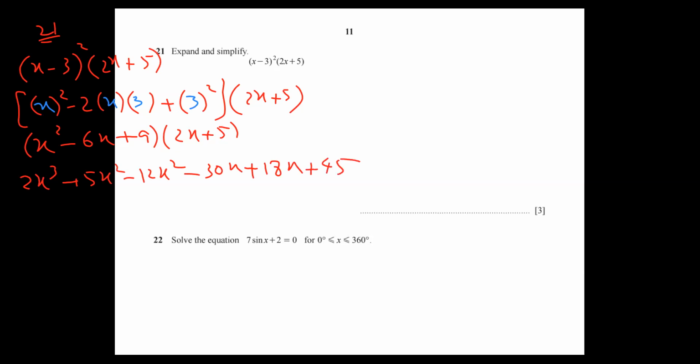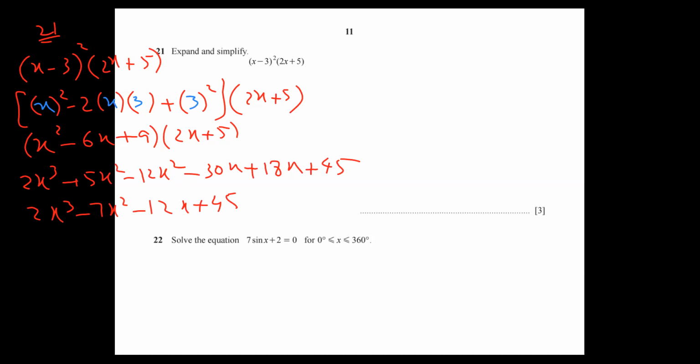Alhamdulillahi Rabbil Alameen. Now I'm just writing in order. These two, plus 5 and negative, we got a negative 7x to power 2. These two, you get a negative 12x and plus 45. And that is done. So this part is also over.